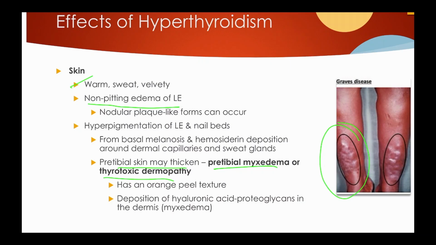So if you squeeze that, it's not going to be like dough. It's just going to feel like skin. It's going to be hard and thick. Nodular plaque-like forms, that's what you're seeing there. Hyperpigmentation of lower extremity and nail beds. Again, this orange peel texture. What happens is deposition of hyaluronic acid and proteoglycans in the dermis. So we're thickening the dermis layer, and that's why it's such a thick skin. There's no fluid there. If you squeezed it, again, nothing's going to happen.